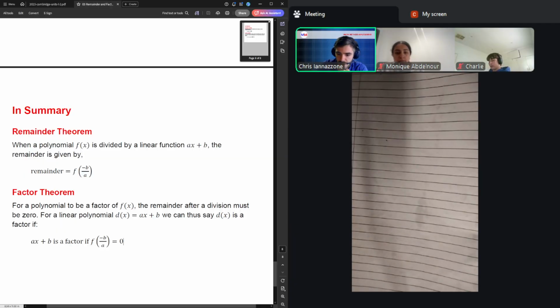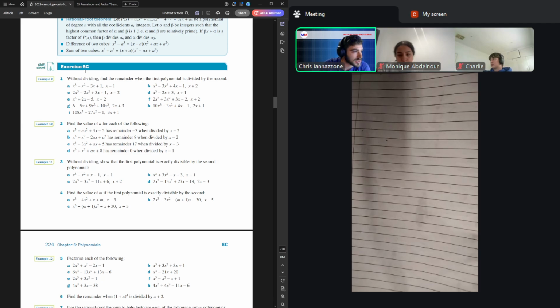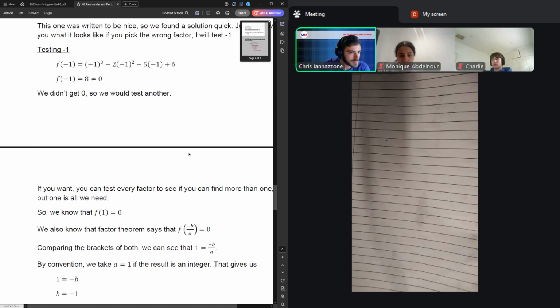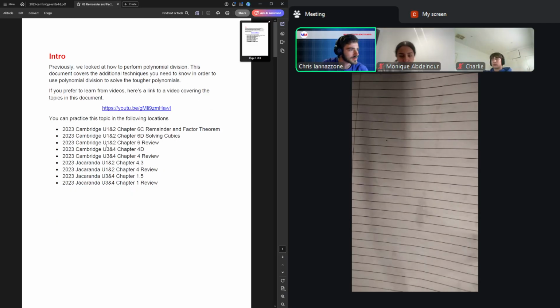Cool. What I'm sending in the chat are the relevant questions in the textbooks for what we're covering today, the remainder and factor theorem stuff. In the Cambridge book, that's going to take you through 6C and 6D. If for whatever reason you're not doing Cambridge book, then this document also shows you where to get stuff done in the Jacaranda as well, which, now that I'm thinking about it, I should probably also link as well. Let me grab a copy of that. Remainder and factor theorem. There we go.